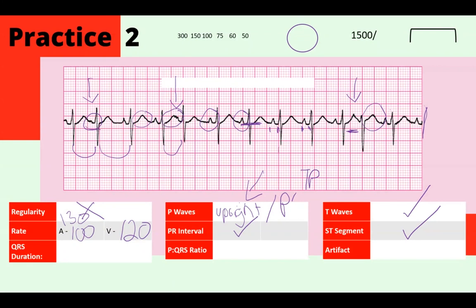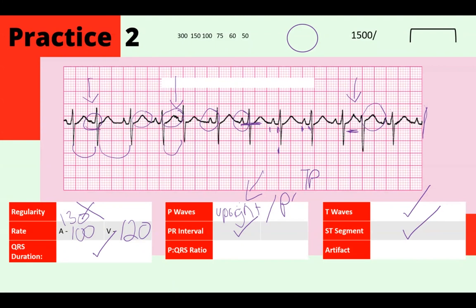So again, if I start measuring on this dark line right where I ended my last PR segment, my J point is going to be right there. And so my J point is going to be about 2 boxes away. So 0.08. Normal.